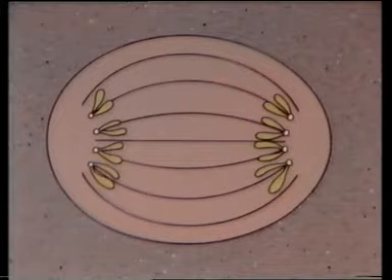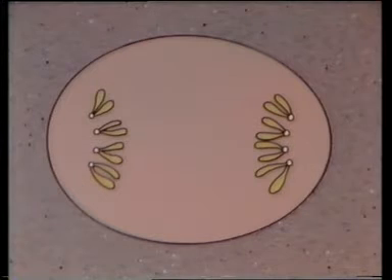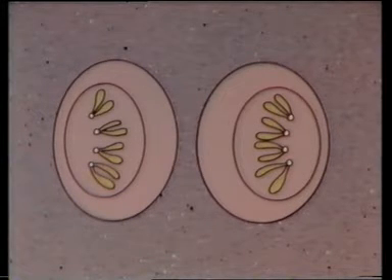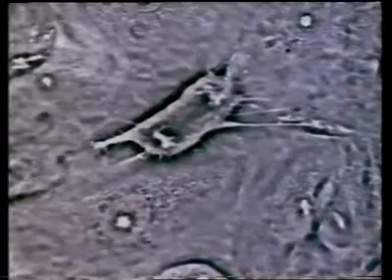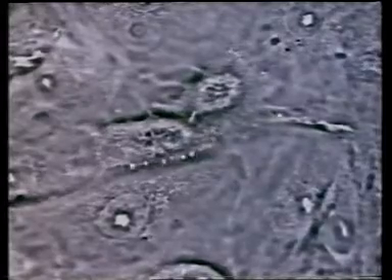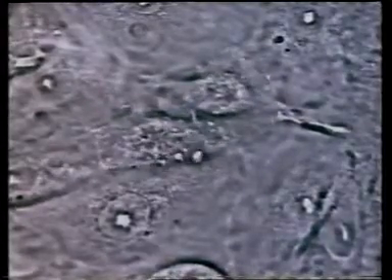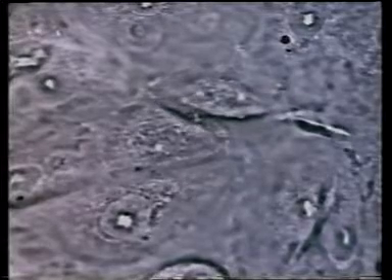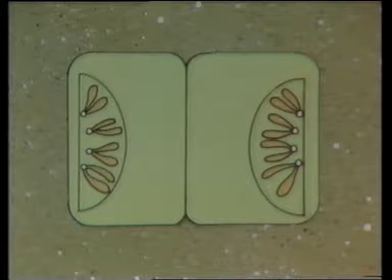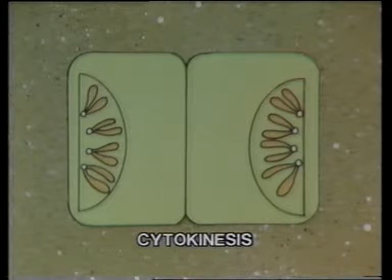In the final stage, telophase, the spindle disintegrates and a nuclear membrane forms around each group of chromosomes. Finally, the cytoplasm between the 2 nuclei contracts and 2 cells are formed. In plant cells, a cell wall is formed across the cell, dividing it into 2 daughter cells. This final process in both animal and plant cells is called cytokinesis.